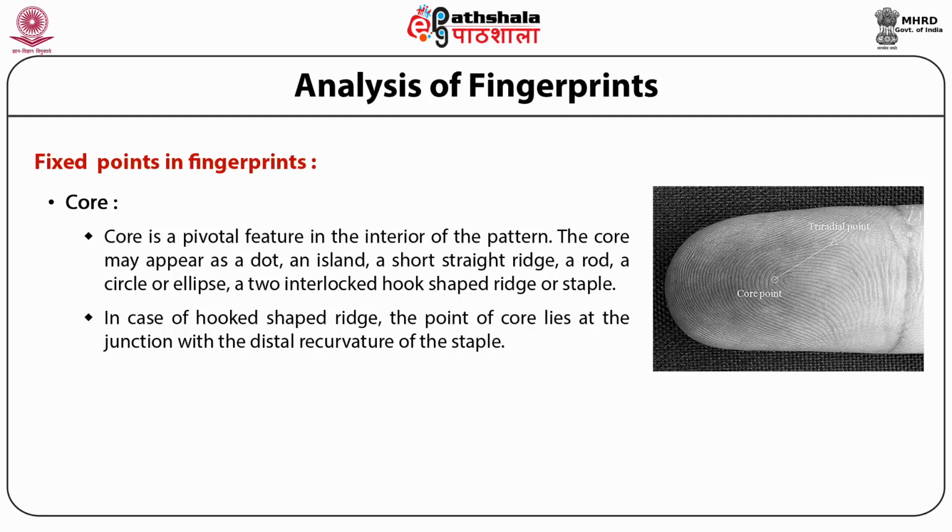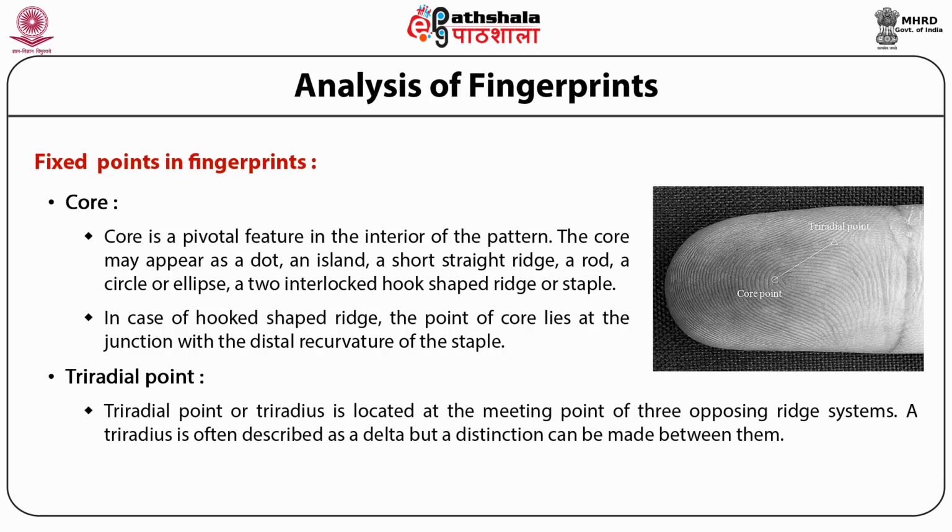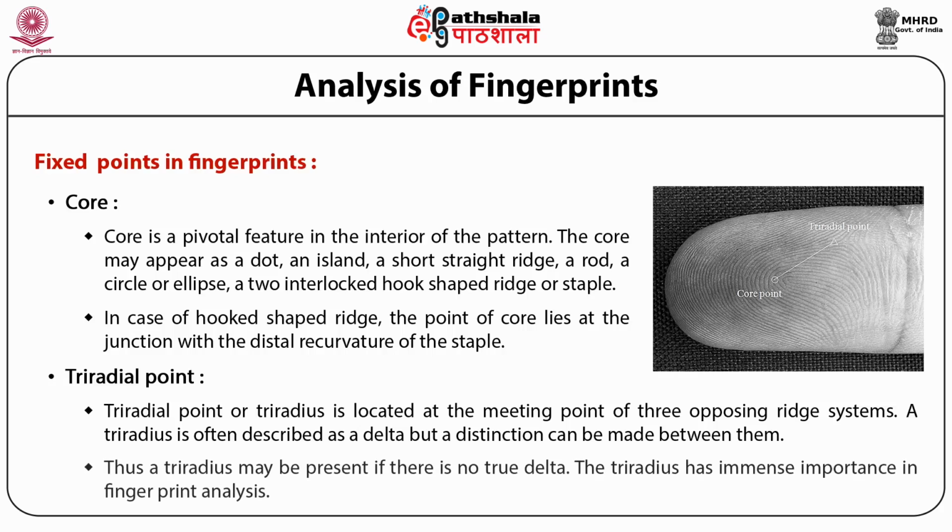The second fixed point in a fingerprint is the tri-radial point. It is located at the meeting point of three opposing ridge systems. A tri-radius is often described as a delta, but a distinction can be made between them. A delta is a triangular plot, whereas a tri-radius is represented by ridges forming its boundary. Thus, a tri-radius may be present if there is no true delta. The tri-radius has immense importance in fingerprint analysis.